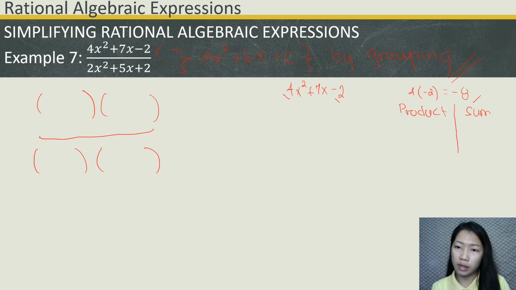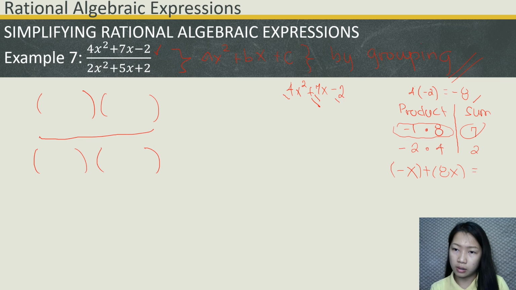Ano ang product ng negative 8 na kapag pinlas mo ay positive 7? 1 times 8, since negative ang kalalabasan, yung isa sa product ay negative. And dahil positive yung second term, mas negative ang mas mababang value. That is negative 1. Next, 2 and 4. Negative 2. Okay, yan lang ang factor. Negative 1 times 8 is negative 8, and negative 1 plus 8 is 7. Doon pa lang nag-satisfy na sa given. Ang gagawin natin sa nakuha nating product ay lalagyan ng variable. Negative x, understood na may 1 na yan, plus 8x equals 7x.